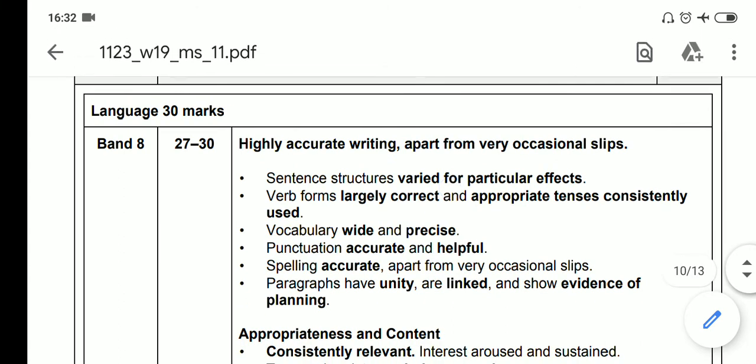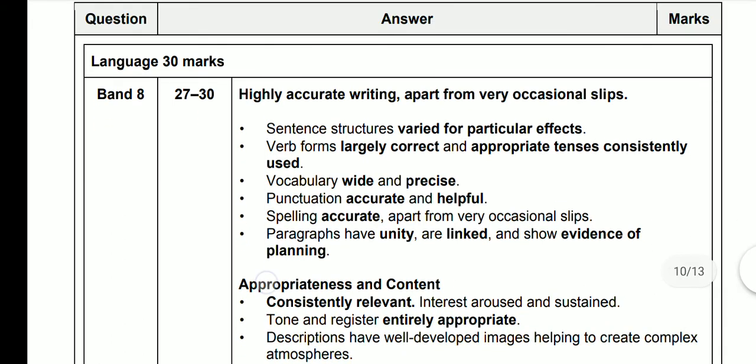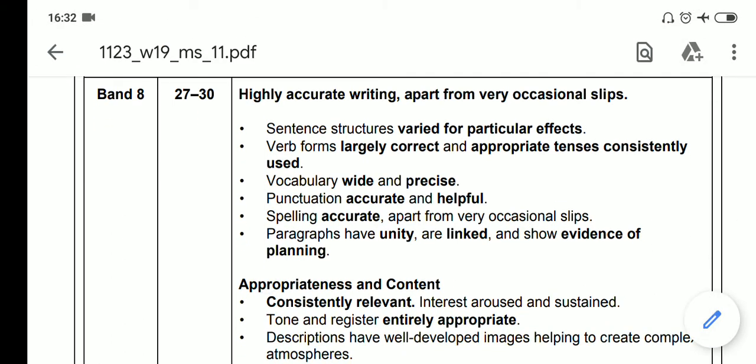But remember that language does not only include the sentence structure, the verb forms, the vocabulary, the punctuation, the spelling, and the unity of the paragraphs. It also includes the appropriateness and content. So this is also included in the language part. In the directed writing, we see that the 30 marks are divided into 2 categories. One is the completion of the task, and the other is the language.